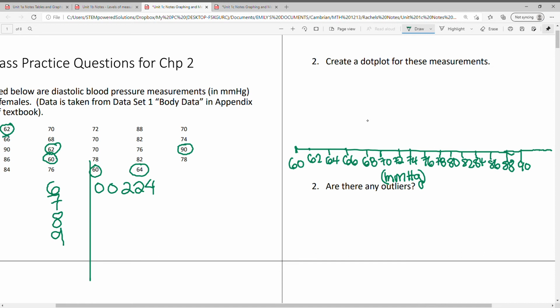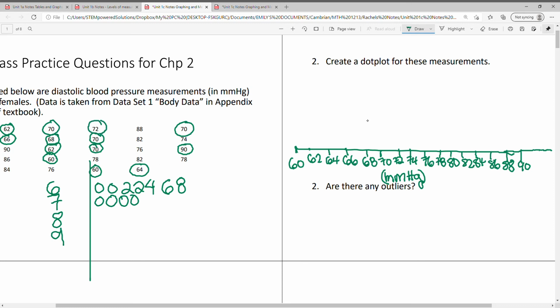Then we can look for 66s. There's a 66. Could look for a 68 right here. Next we will look for 70s. So next we have 70 right here. There's another 70. There's a 70. Oh, there's actually 4 70s. So that'll help us organize the data.